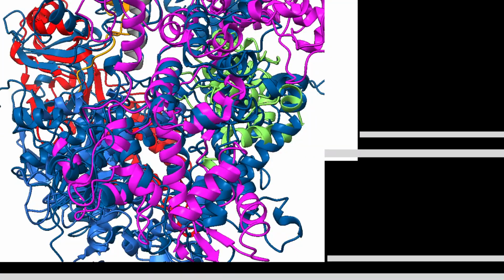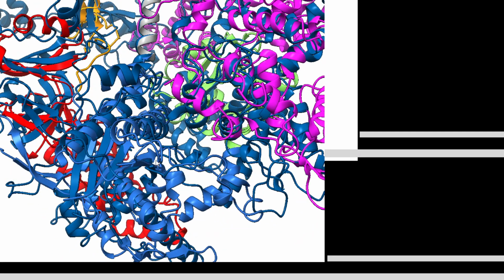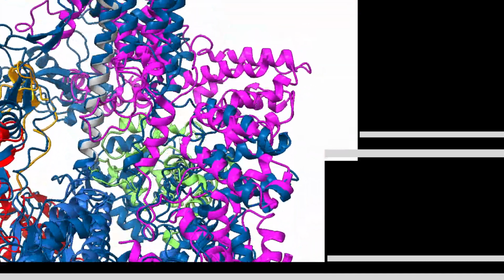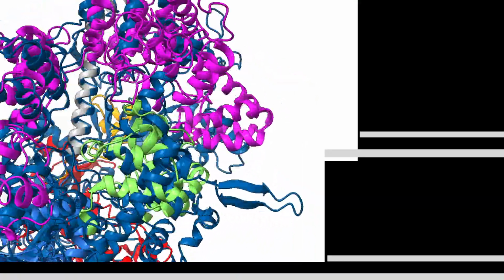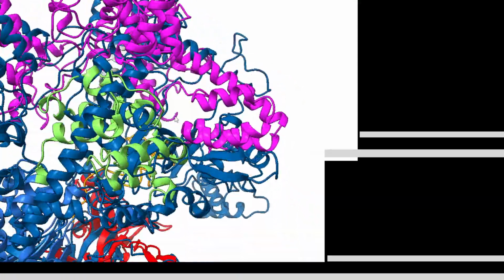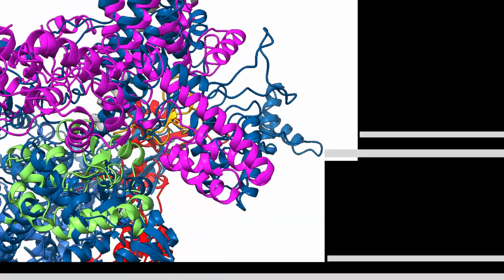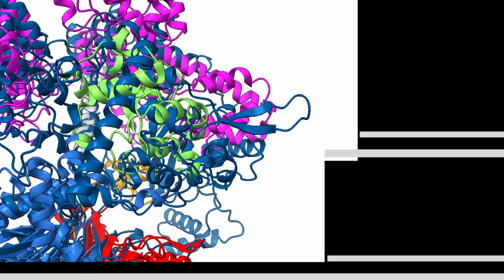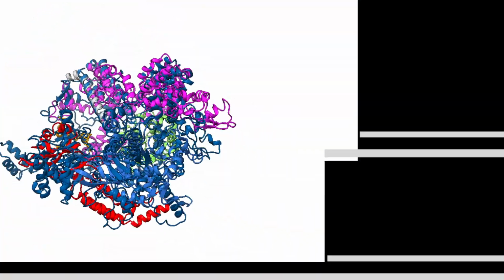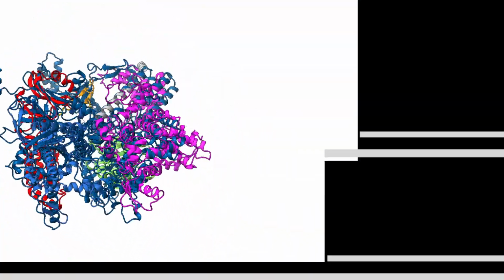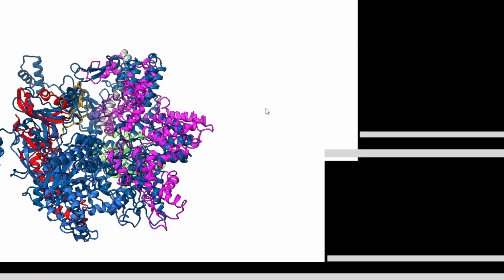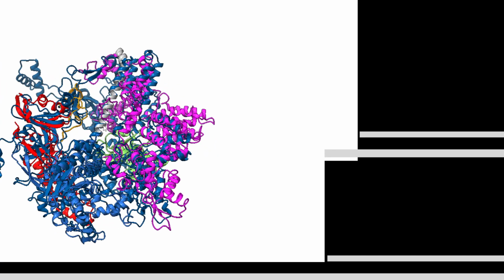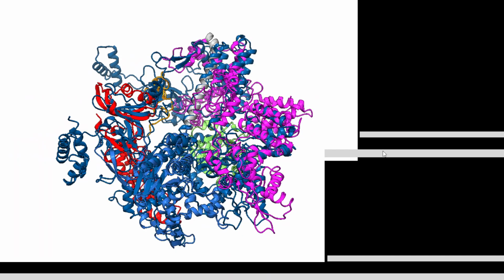There's the REC domain, highly conserved. You can see how the blue kind of almost merges perfectly with the purple. HNH, ugly, very, very ugly, but it's kind of there, the green matching with the blue. Not perfect, but pretty similar. There you go.